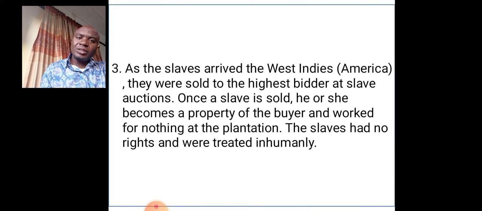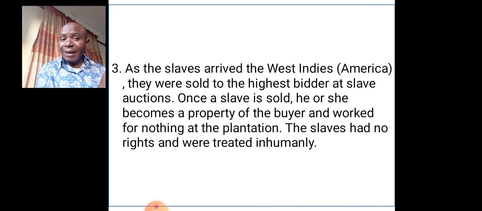The third stage was that as the slaves arrived in the West Indies, that is the Americas, they were sold to the highest bidder at slave auctions. Once a slave was sold, he or she became the property of the buyer and worked for nothing at the plantation. So the slaves had no rights and were treated inhumanly.